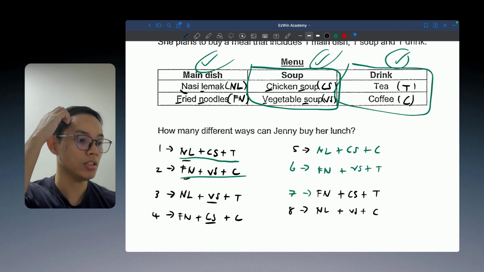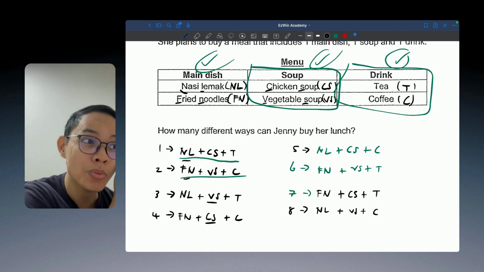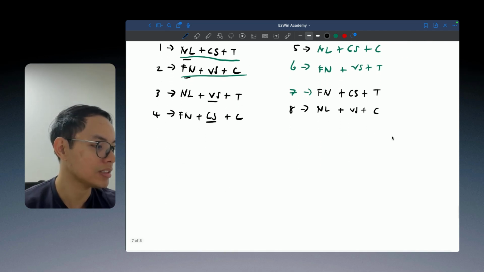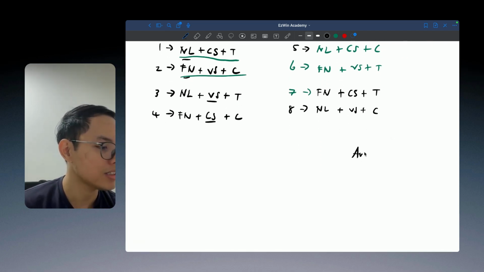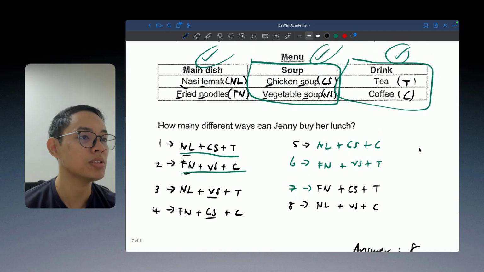So essentially, a common mistake is you probably stop at six, but actually you have eight ways of doing this, right? So this is how you write it down. The answer is you have eight ways to do this. So you just write down all the combinations. It's what you see over here.